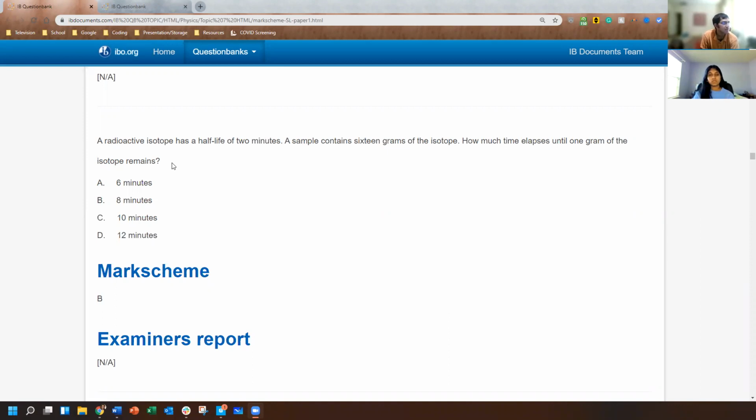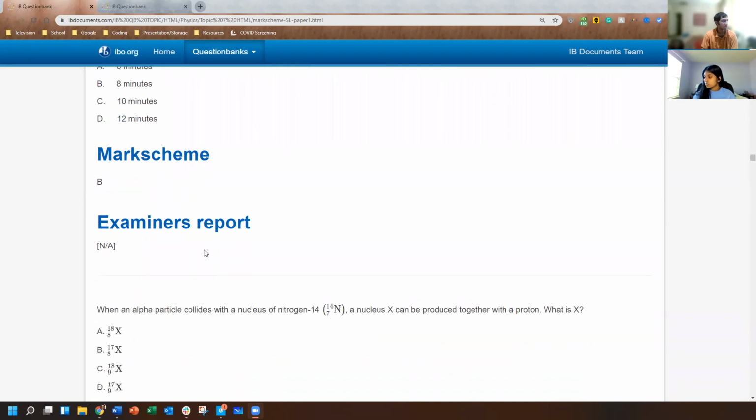So half-life of 2 minutes, sample contains 16 grams of the isotope. How much time elapsed until 1 gram remains? So 16, half is 8, 4, then 2, then 1. It's 4 half-lives, right? And 4 times 2 is 8, so 8 minutes is the answer. Well, we have the answers. I should probably not scroll that far next time.